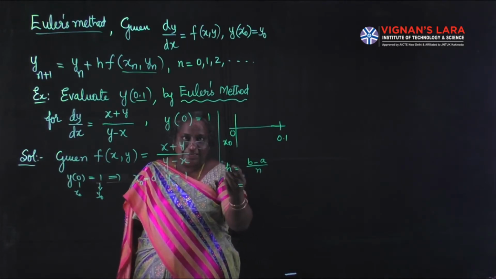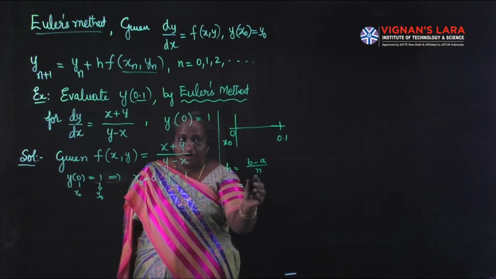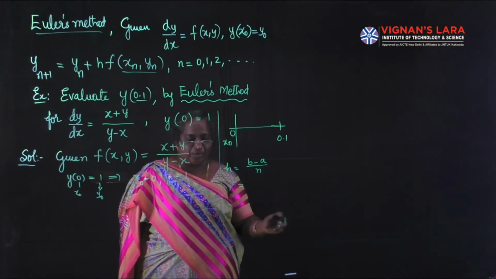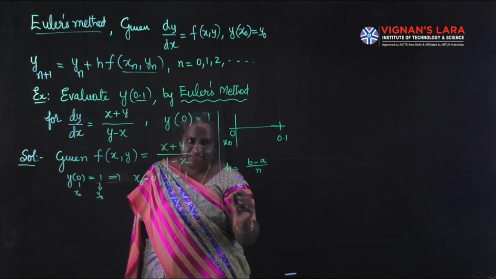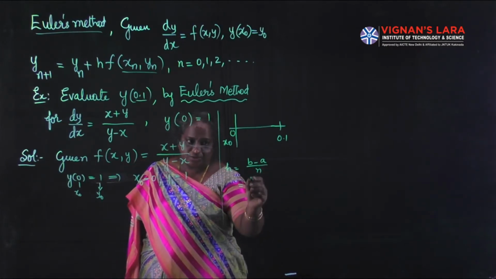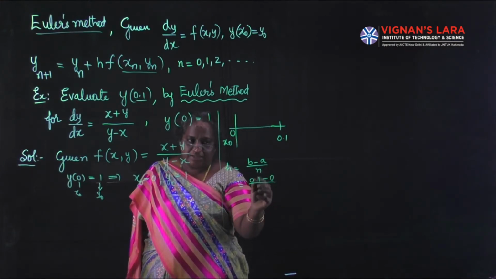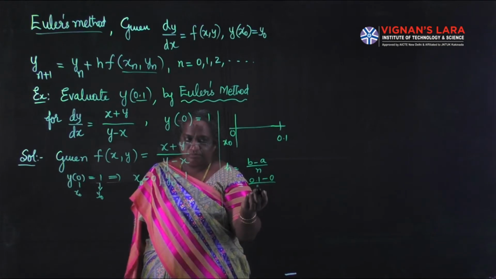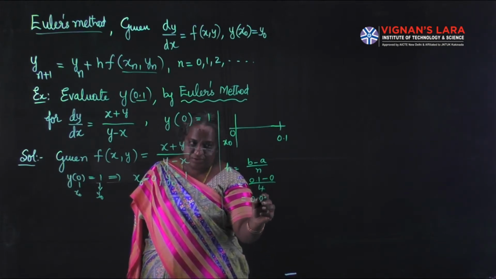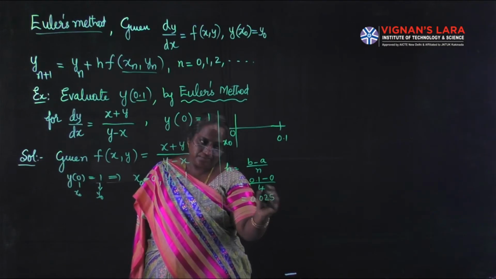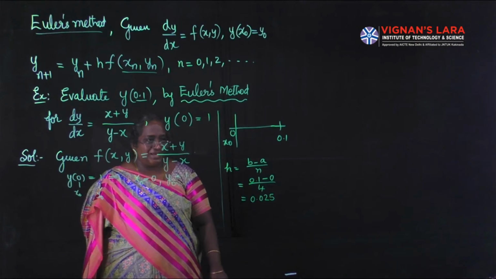See that it should be divisible by n properly, not leaving decimals with recurring digits like 0.333 or 0.22. It should divide exactly. What is our b? 0.1, minus our a, which is 0. If you divide this by 4, how much do we get? We get 0.025. It's not good to take 0.05.